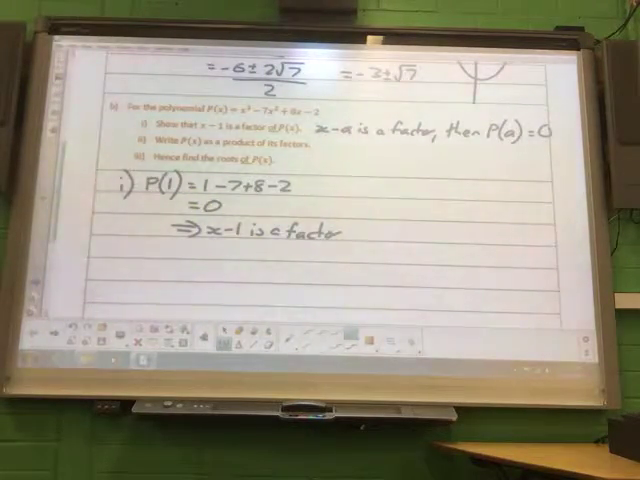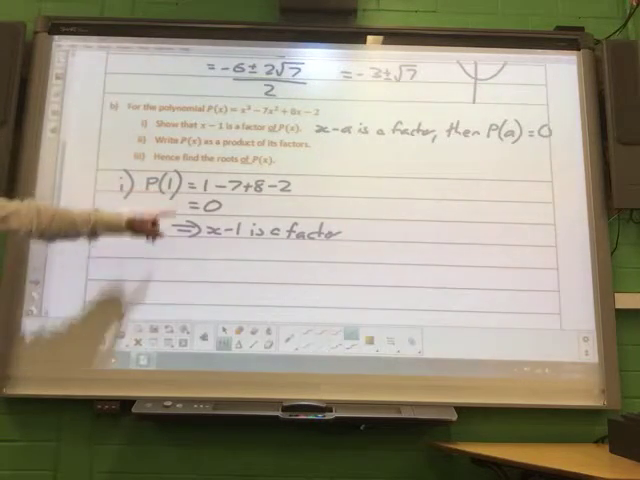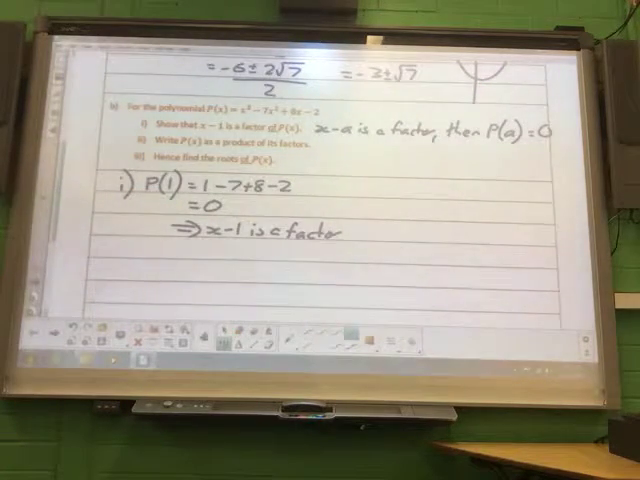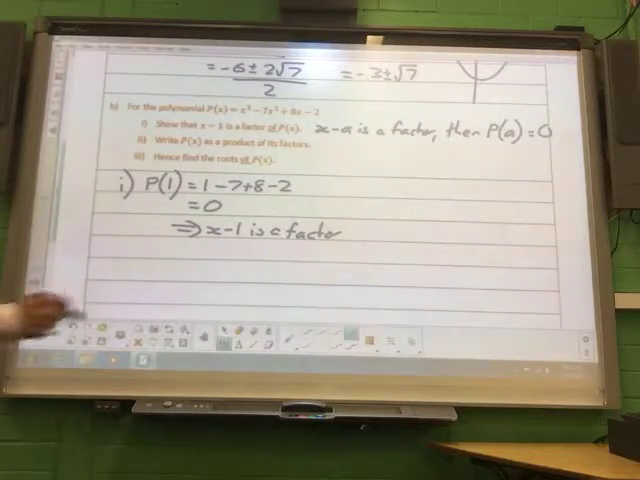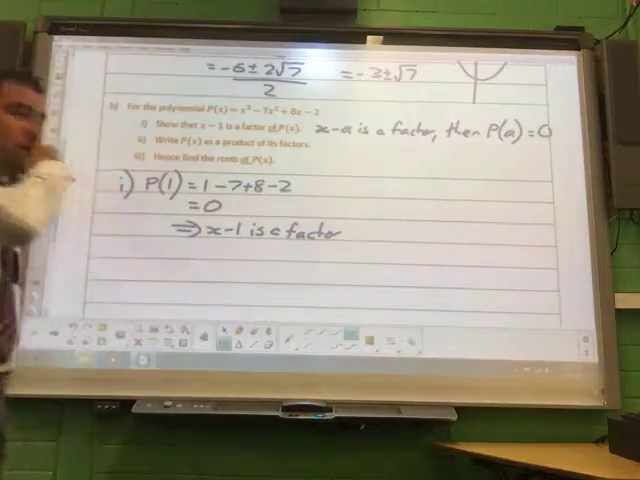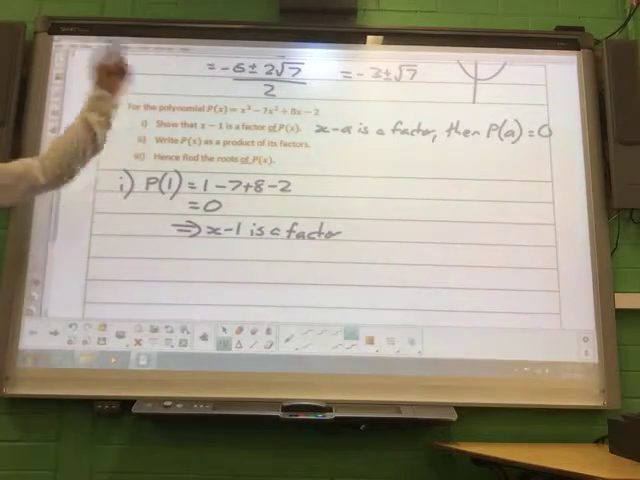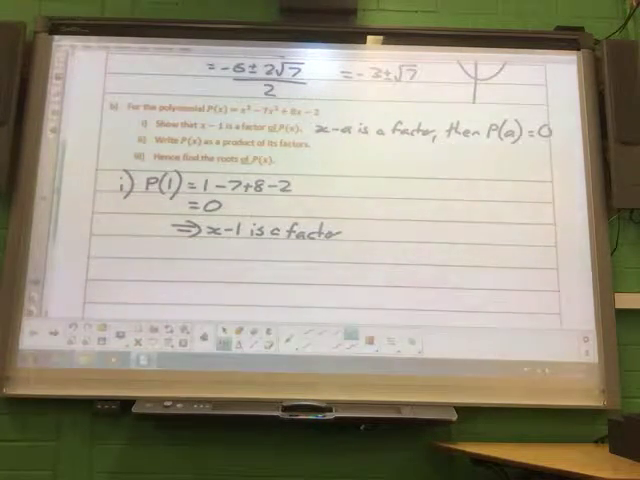Okay, so if it doesn't equal 0, whatever value you substitute in there, then it is not a factor. One of the reasons why we use the factor theorem is that we can find the rest of the factors by the process of long division.